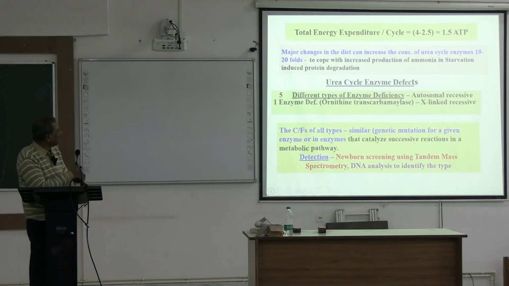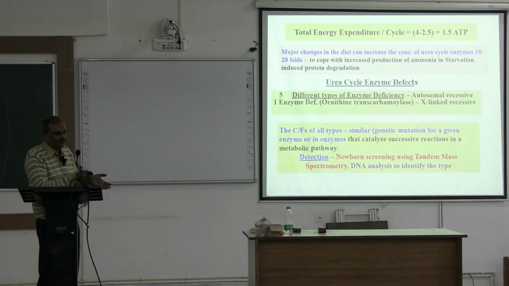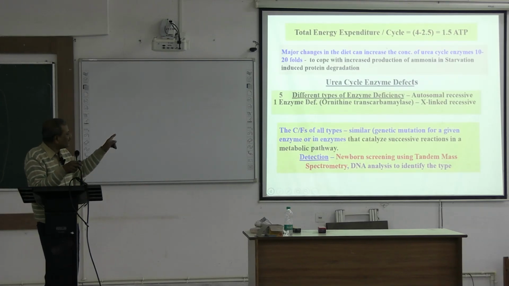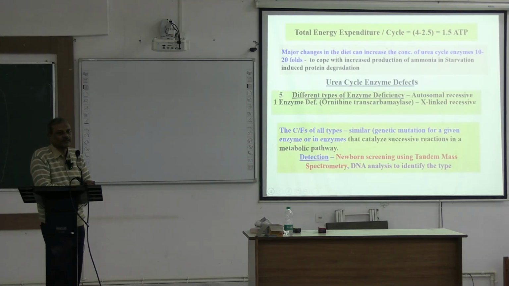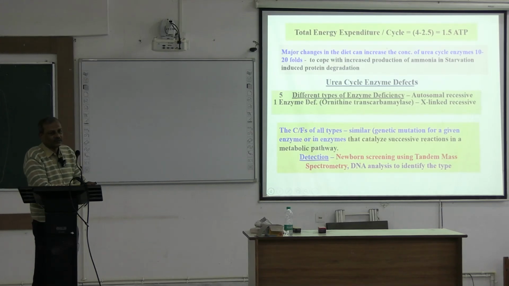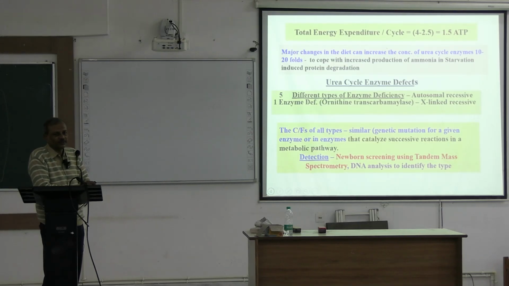Now, regarding urea cycle enzyme defects, there are 5 different enzymes, and all these 5 enzymes are basically autosomal recessive. One enzyme you note down, it might come as an MCQ: the enzyme ornithine transcarbamylase is X-linked recessive. All other urea cycle enzymes have a genetic defect of autosomal recessive nature, and only one is X-linked. You know the difference between autosomal recessive and X-linked recessive. What does this mean? Have you got any idea?